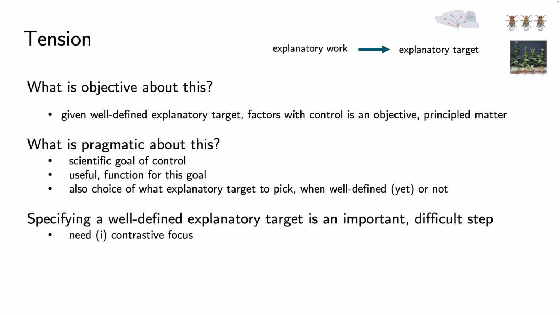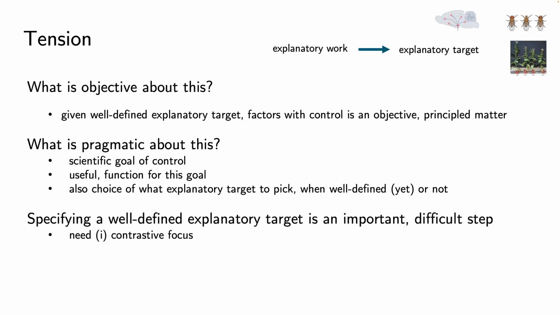What do I mean by this? Well, one feature that needs to be met for a scientist to have a well-defined explanatory target is they need to specify a contrastive focus. So if I say that I'm interested in explaining why a patient has sensation loss in their hand, what I need to say is I want to explain loss of sensation in the hand as opposed to what? As opposed to full sensation in the hand, or as opposed to a lack of sensation in the leg. You always have to say as opposed to what, or else it isn't clear enough yet.